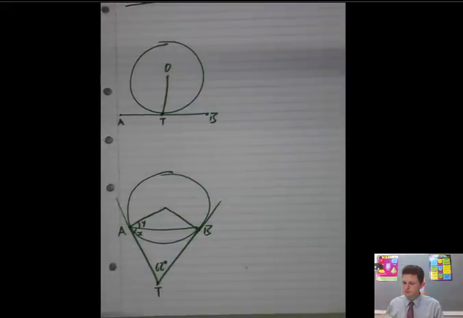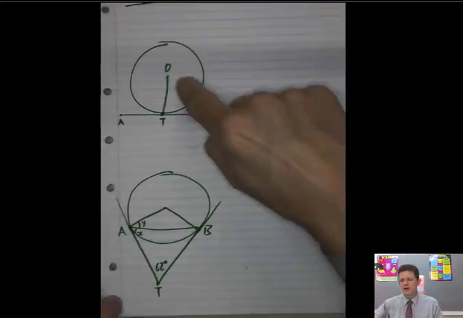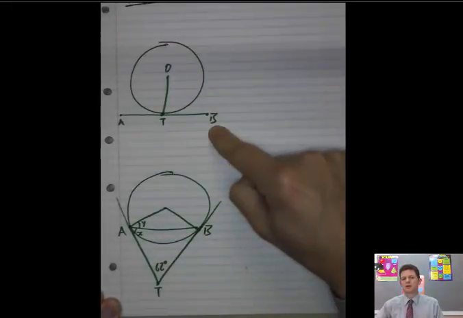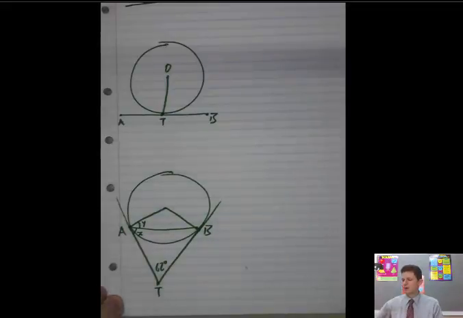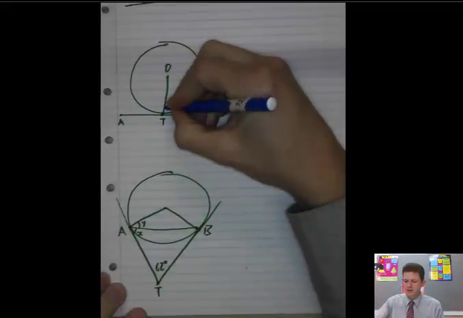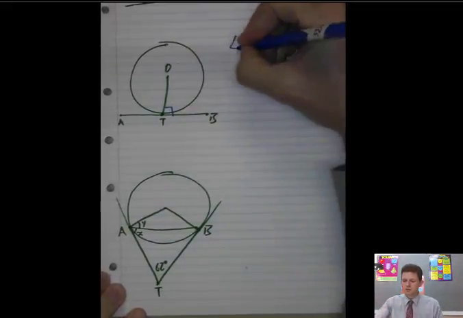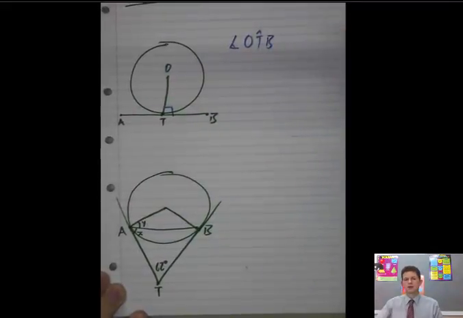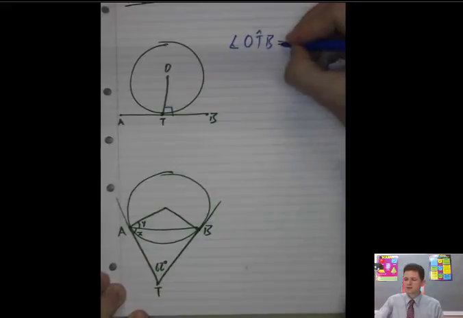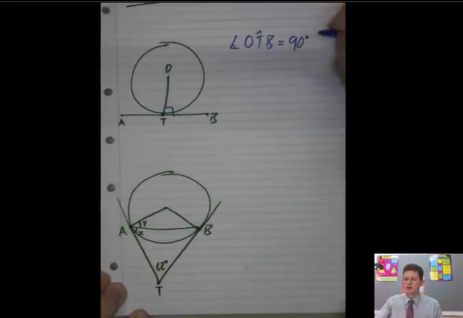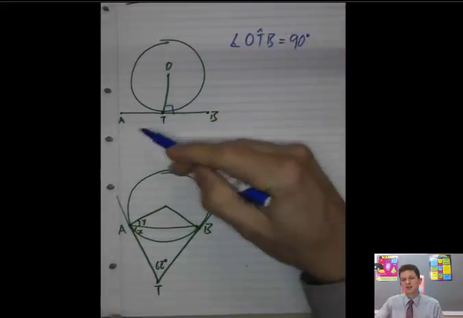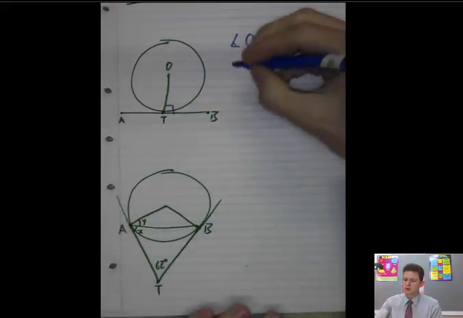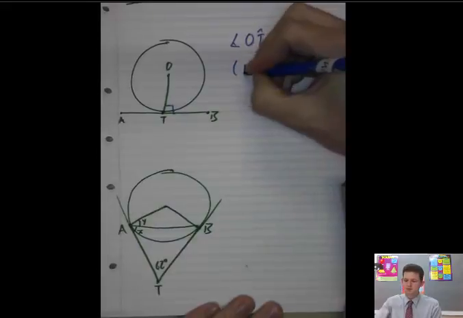Now our first rule, if we look at it, we've got a radius intersecting or meeting a tangent. That angle that it makes, so if we think about this angle here, angle OTB, it is always 90 degrees. Anytime a radius meets a tangent, that angle will always be 90 degrees. Okay, and the rule for that is actually quite simple.